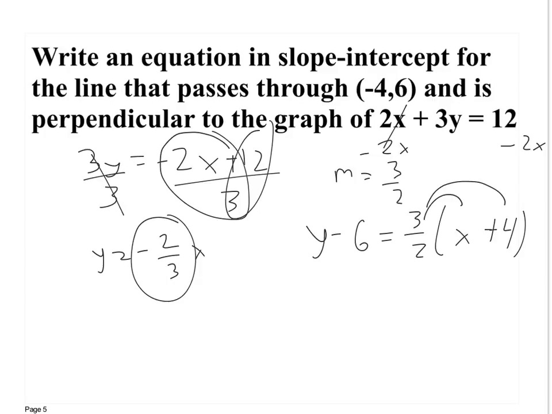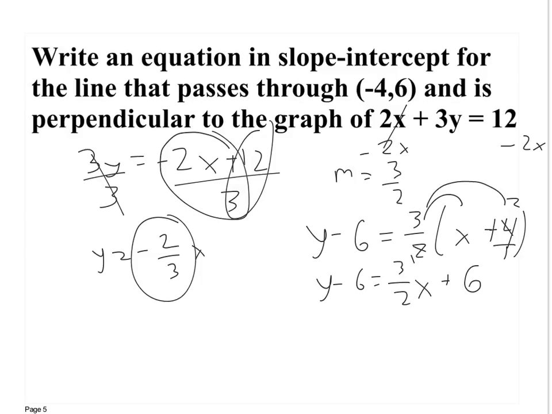Distribute the 3/2. Y minus 6 is equal to 3/2 x plus, what would be 3/2 of 4? 6. Okay, because what's 3 times 4? 3 times 4 is 12. 12 divided by 2 is 6. Or you could write that as over 1 and cancel that out and take 3 times 2, which is still 6. Right?